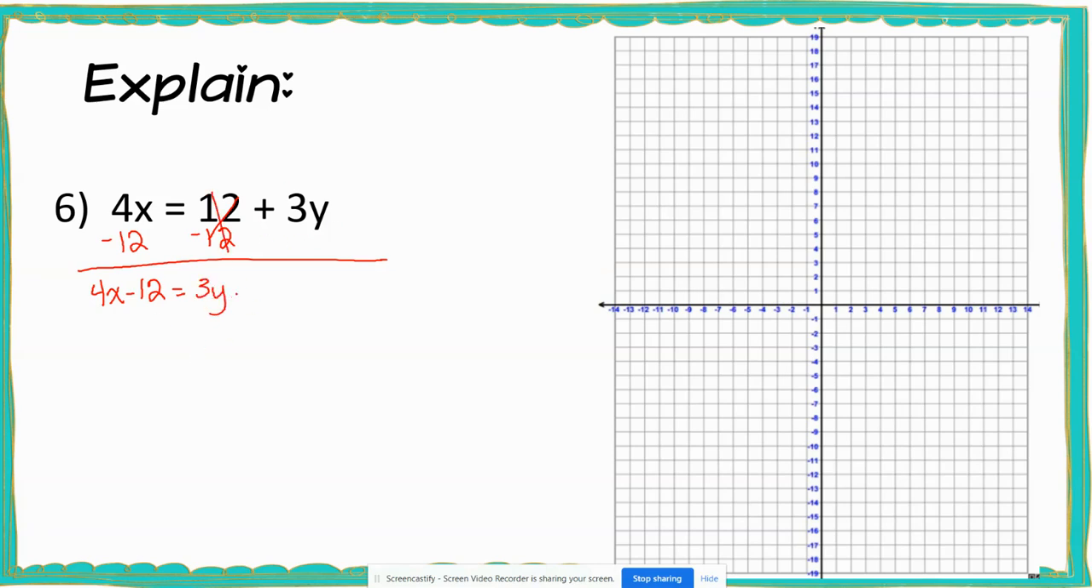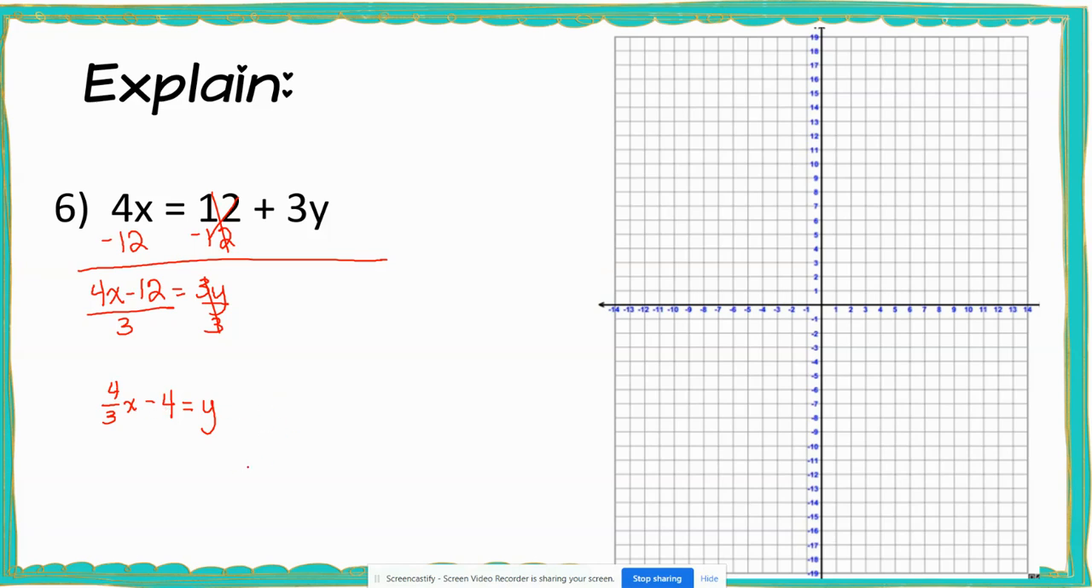Now, y is still not by itself, so we need to divide by 3 on both sides. Well, this is 4 over 3x, so that's 4/3 x. And then it's a negative 12 divided by positive 3. Negative 12 divided by positive 3 is negative 4, so I'm going to put minus 4. My 3's cancel to leave us with y. So our equation is 4/3 x minus 4 equals y.